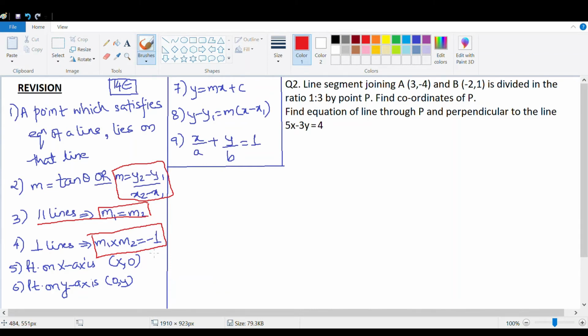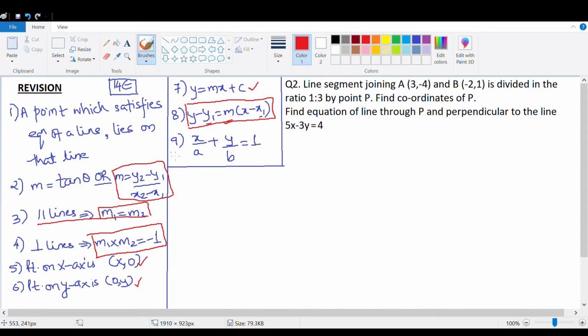A point on the x-axis is (x, 0), a point on the y-axis is (0, y). The standard equation of a line is y is equal to mx plus c. To form the equation, if we know the slope of the line and a point on the line, then the formula that we use is y minus y1 is equal to m times x minus x1. So this is another very important formula that we've used throughout this chapter.